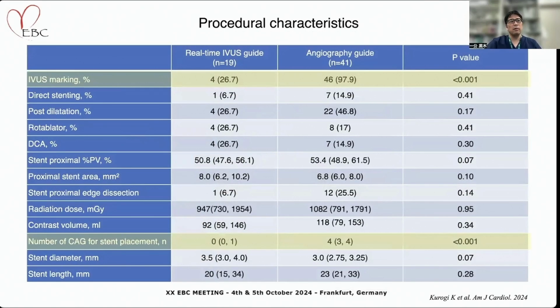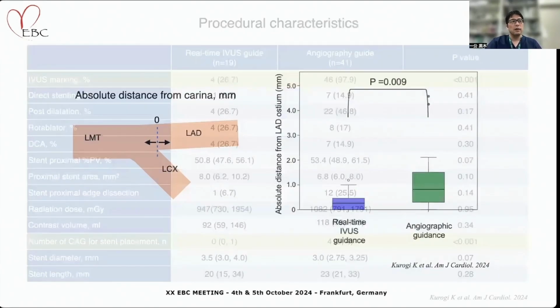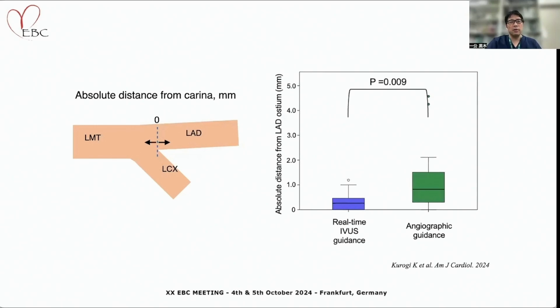And these are the procedural characteristics of the two groups. No significant differences were observed in most procedural characteristics. However, significant differences between the two groups were observed in the frequency of IVUS marking and the number of coronary angiographies required for stent placement. This figure shows the absolute distance between the proximal stent edge and the carina. Compared with the angiography-guided group, the stent proximal edge in the real-time IVUS-guided group resulted in a significantly shorter absolute distance from the carina.